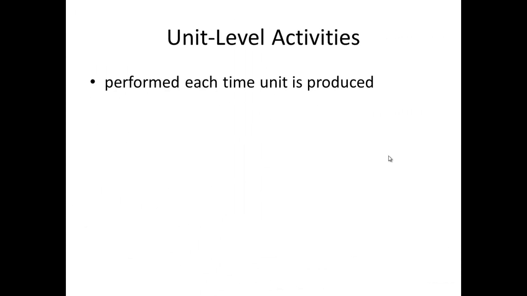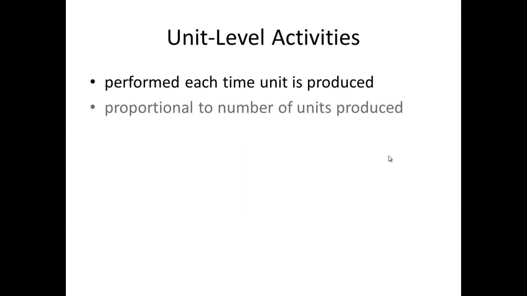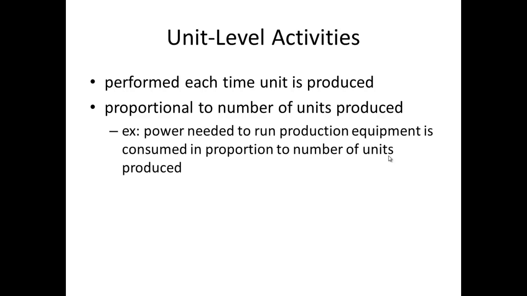Unit level activities are performed each time a unit is produced. It's proportional to the number of units produced. So we could calculate the amount of power needed to run production equipment. And the more units you produce, the more power you're going to need.